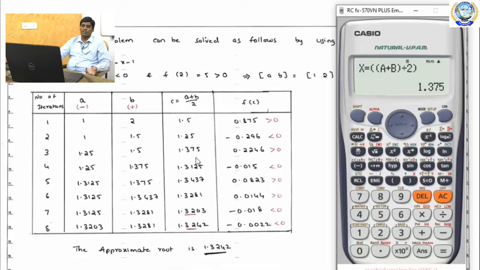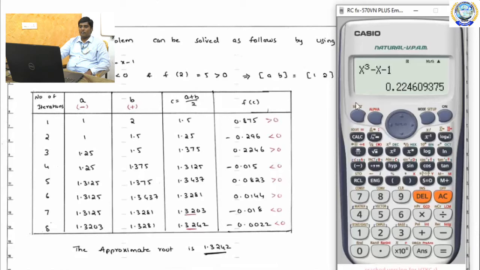Now we have to check whether the 1.375 value gives you positive or negative. Go for that formula x cube minus x minus 1, CALC. You will get the previous value 1.375. Click equal. 0.2246. So it is a positive value. Positive value means we have to change B from 1.5 to 1.375. So negative value is same, 1.25. Then we have to change B to 1.375.